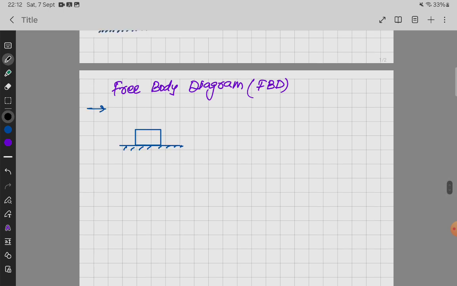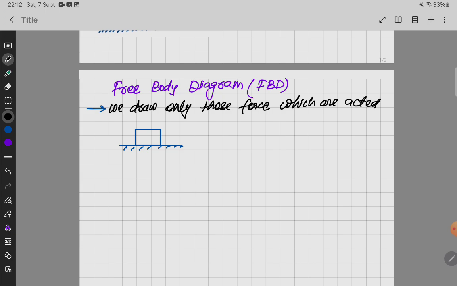So in free body diagram we draw only those forces which are acted on the body and not by the body.